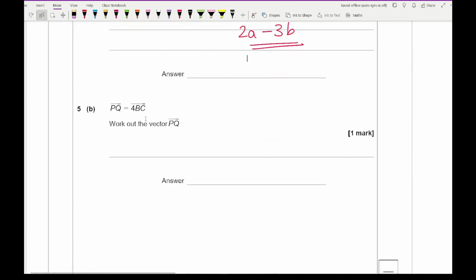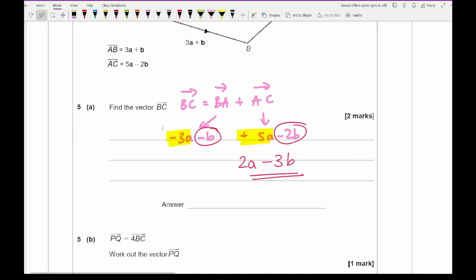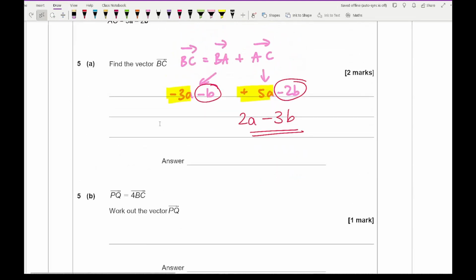It then says for 5b, PQ equals 4BC. Work out the vector of PQ. So substituting this in, what we know is that BC is 2A minus 3B. So then 4BC is going to be 4 lots of 2A minus 3B. So expanding the brackets, I'm going to get 8a minus 12b.